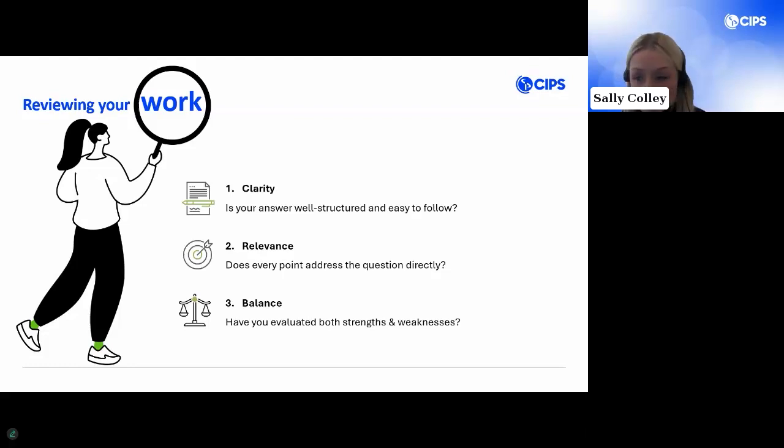If you find that you've wandered off topic slightly, that's fine. Refocus your answer. This is your time to do that. So you're checking for balance. If your command word requires you to evaluate your strengths and weaknesses or to address opposing viewpoints, this is your chance to correct that if needed.